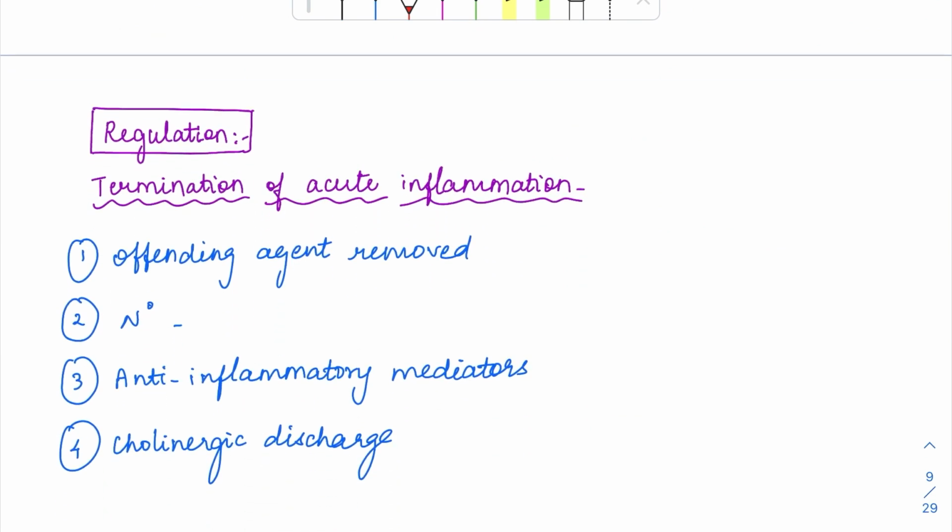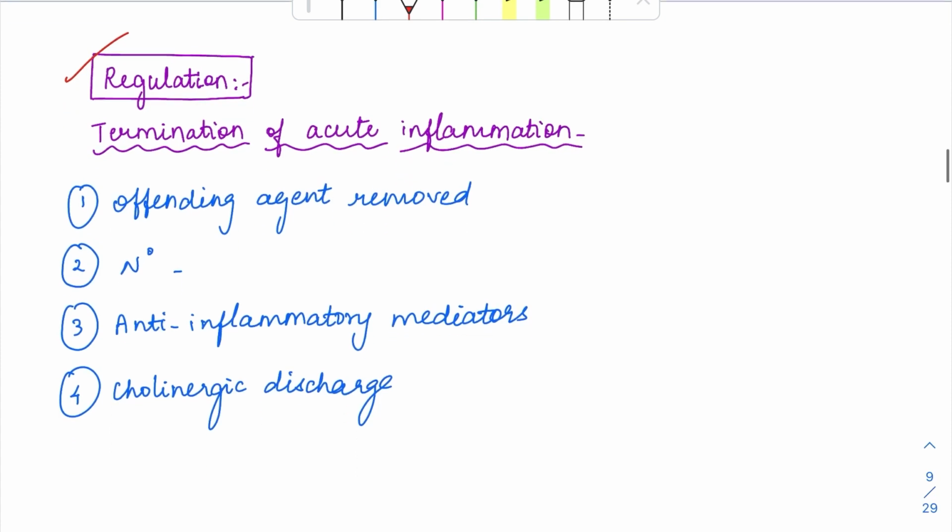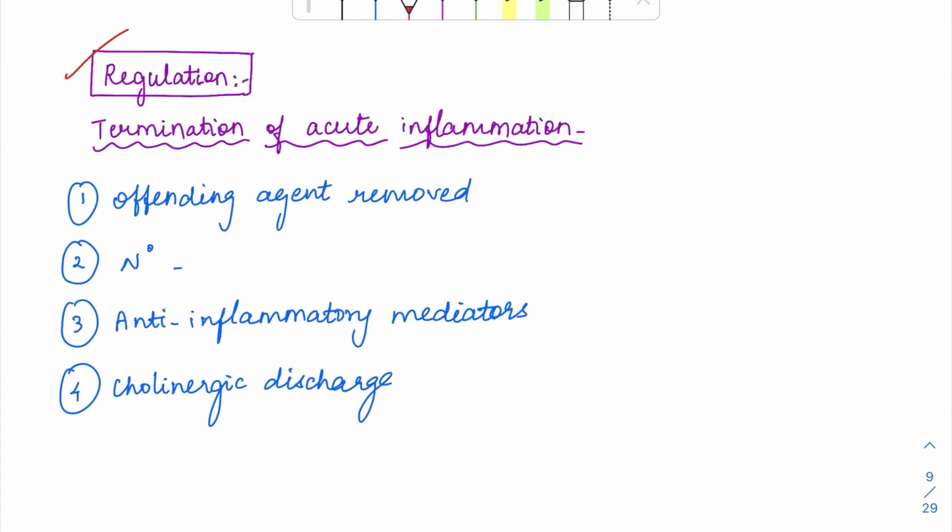So now the removal is being done. All the offending agents have been cleared. Now this inflammation has to be regulated, that is, it has to stop. So this step is the fourth R, which is regulation. For regulation, we'll have to terminate this acute inflammation, right? So how does that happen?